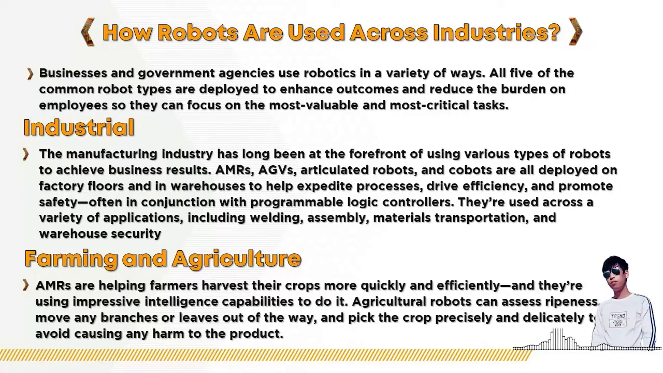Next is robots for farming and agriculture. AMRs are helping farmers harvest their crops more quickly and efficiently, and they're using impressive intelligence capabilities to do it. Agricultural robots can assess ripeness, move any branches or leaves out of the way, and pick the crop precisely and delicately to avoid causing any harm to the product.